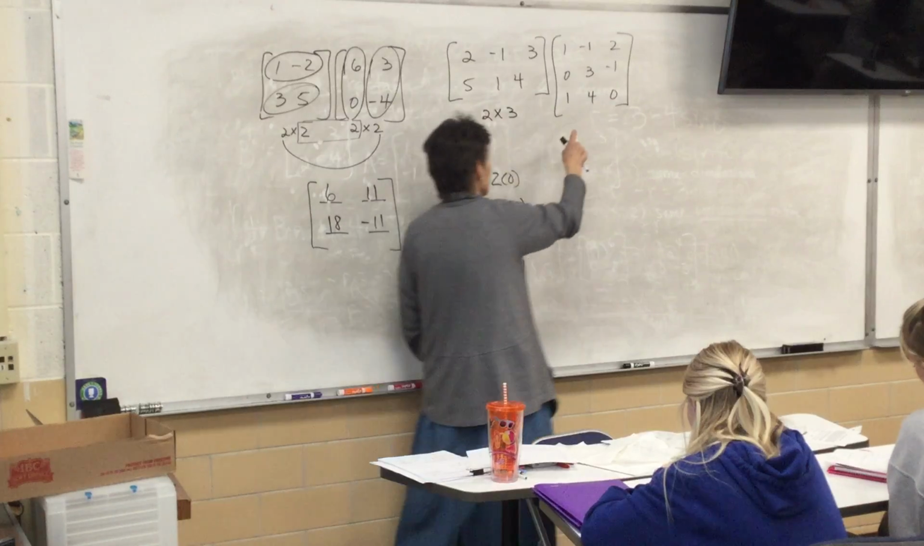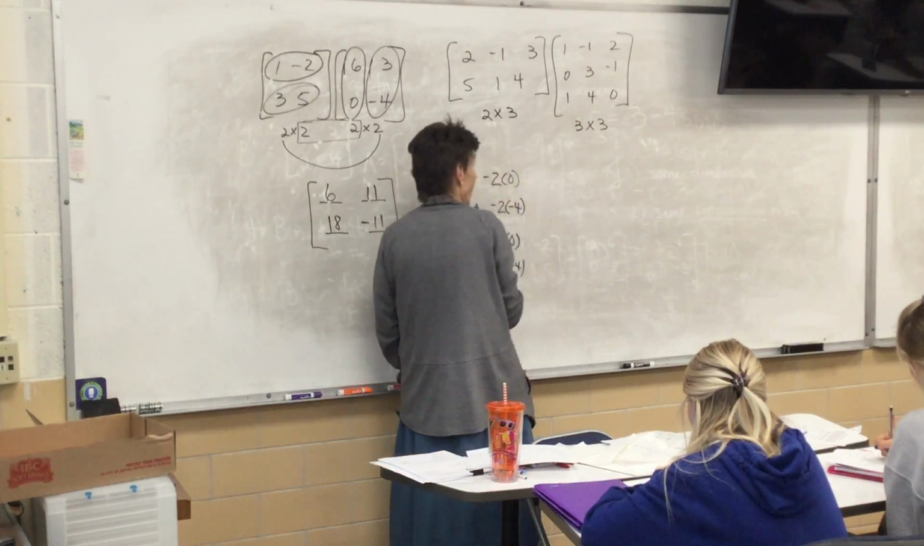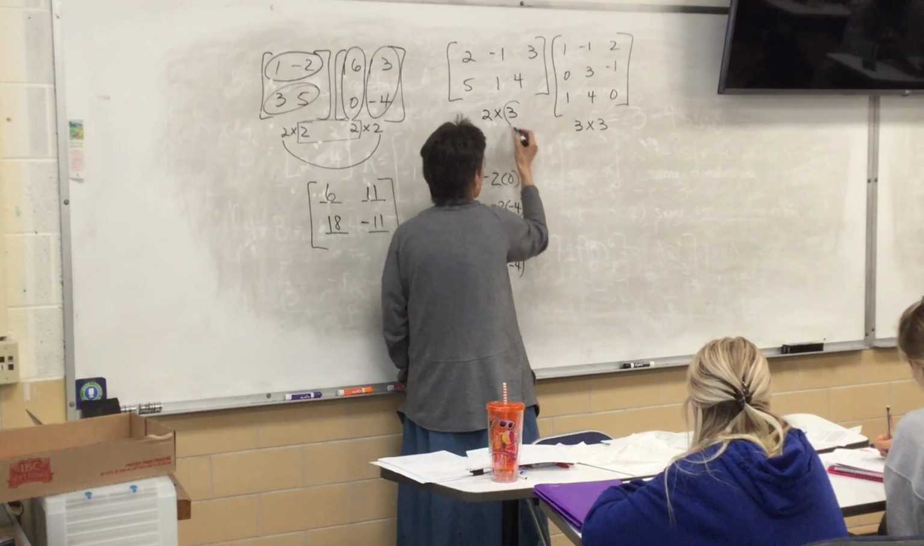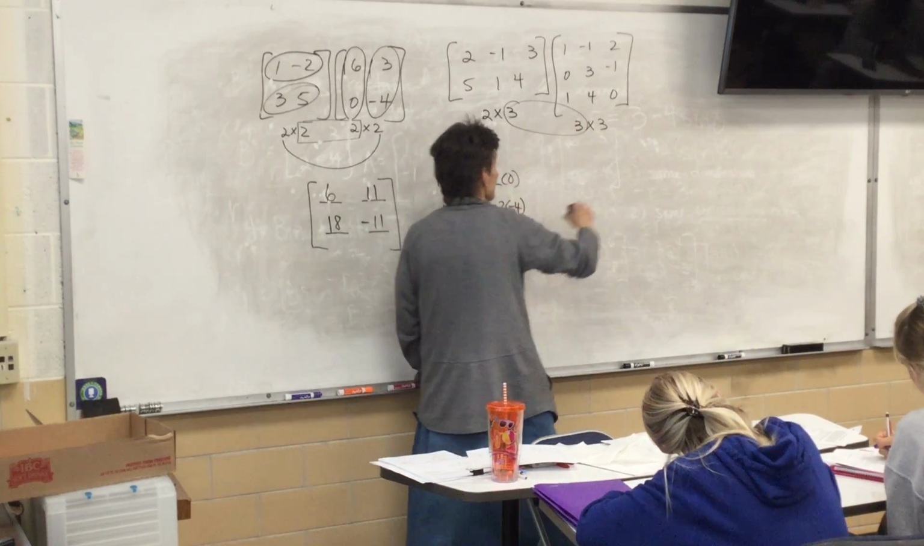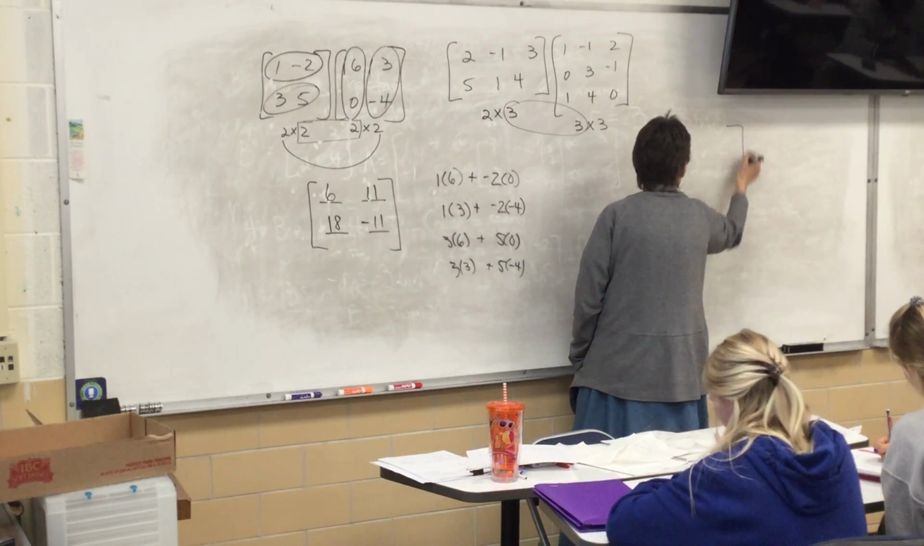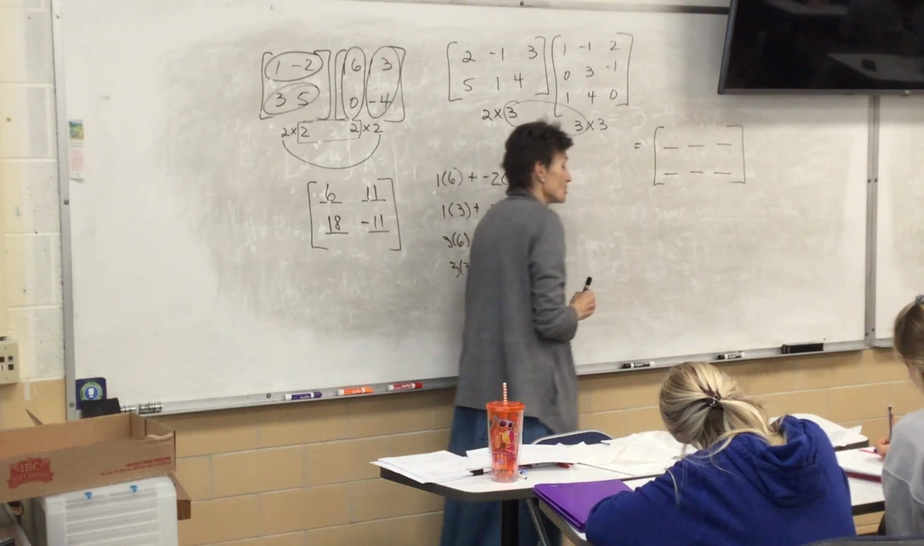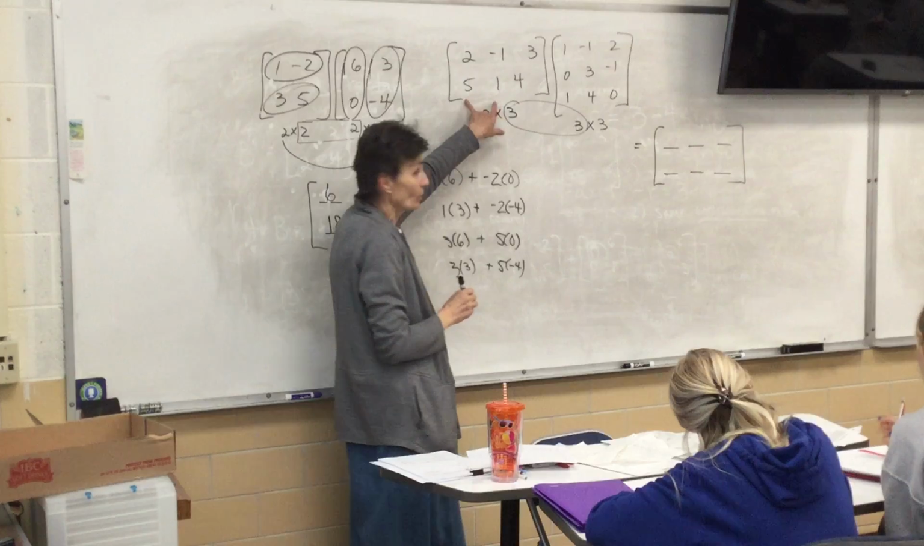All right, what are the dimensions of this one? 3 by 3. Can we multiply? Yes. And the answer will be another 2 by 3. So in other words, the answer is going to look like this one.